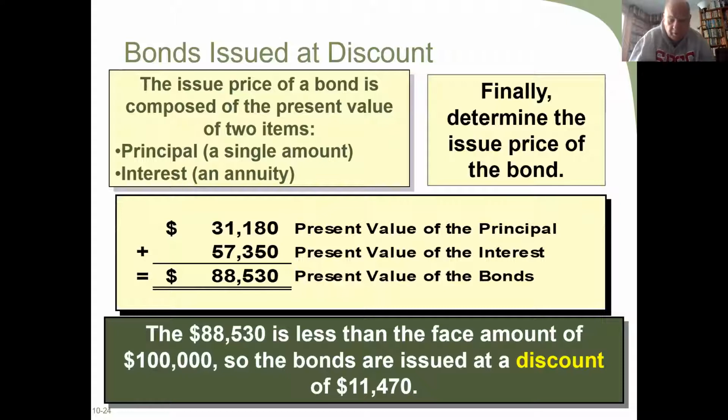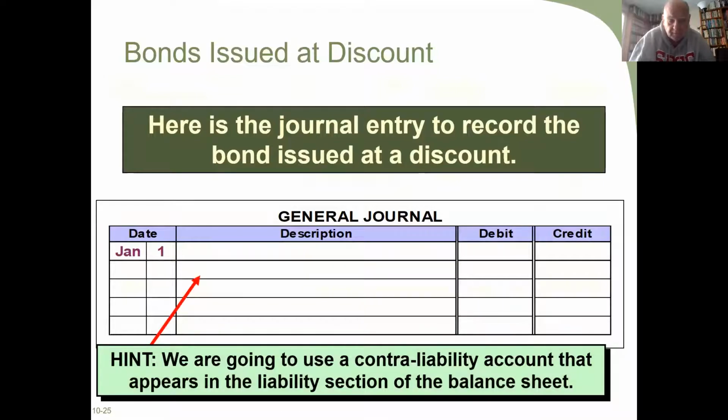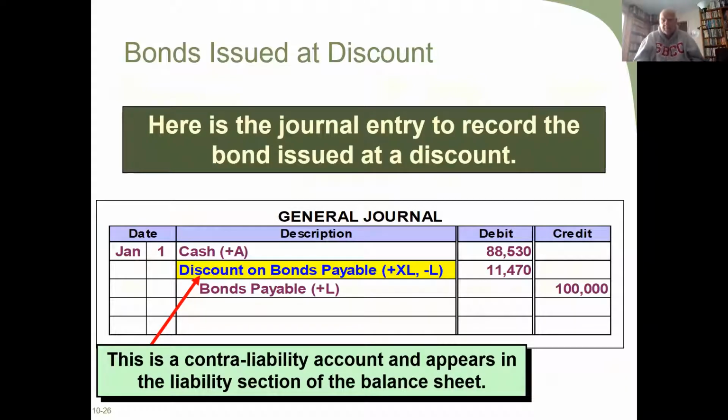Now, unlike at par, we've got work to do every 6 months besides writing a check. Well, we have to start by recording it in the general ledger. Here's our journal entry. Cash, 88,530. That was what we just computed. That's the present value of the bond. How much do we have to pay back in 10 years, Nicole? 100,000. Good. We understand that, right, guys? Whether it's a principal or whether it's a premium or discount, you still have to pay 100,000 at the end.